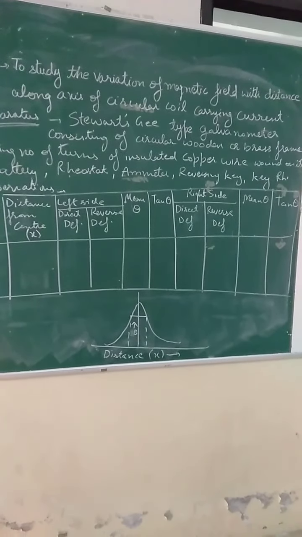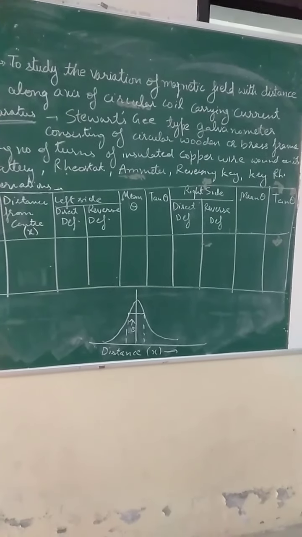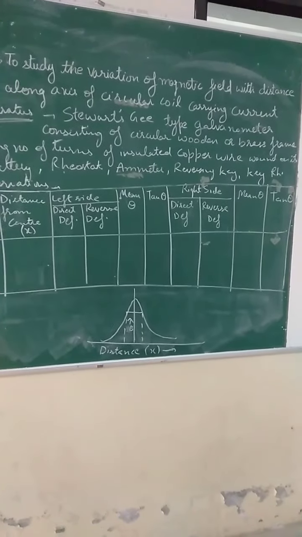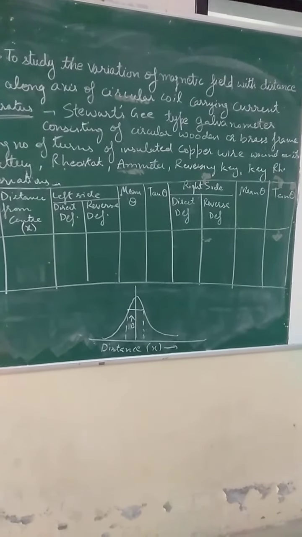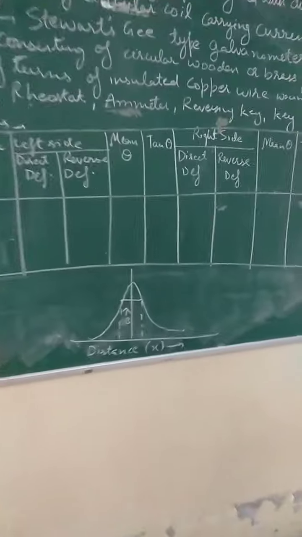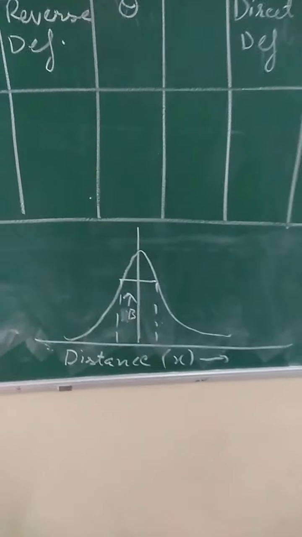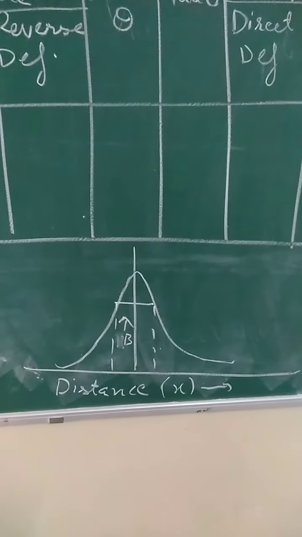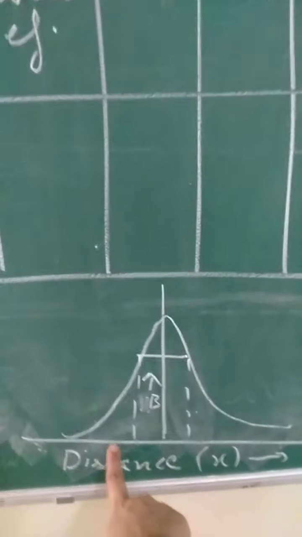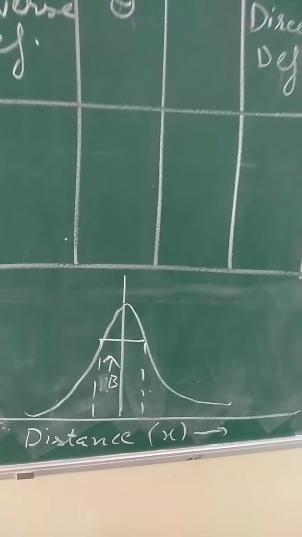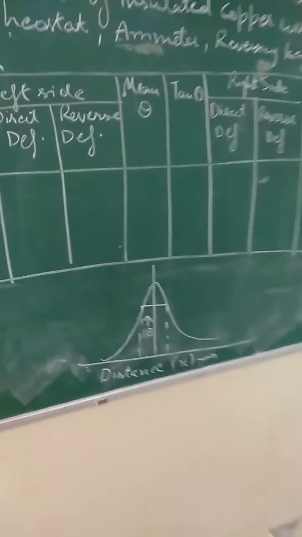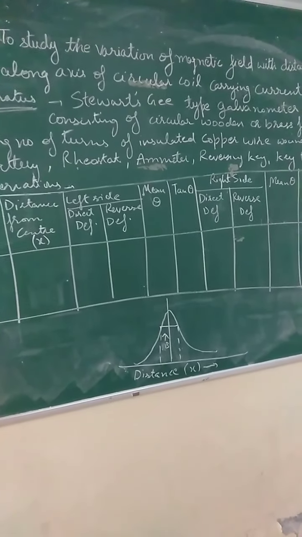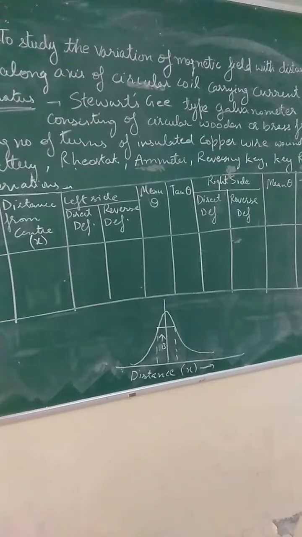And here at the bottom I trace a graphical representation where on the x-axis I have the distance of the coil for the left hand side and the right hand side, and the y-axis is for the magnetic field. So you can trace the graphical representation like this for the left hand side and the right hand side. So this was your whole experiment to measure the variation of magnetic field along the axis of a circular coil.